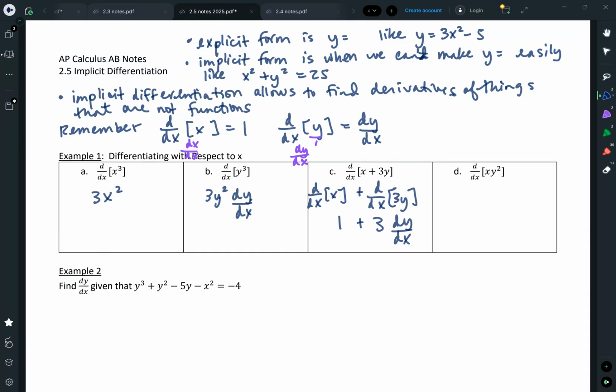Okay, last one, because I have x times y squared. It's really like a product rule now. So I've got to do, like this is my f, this is my g.